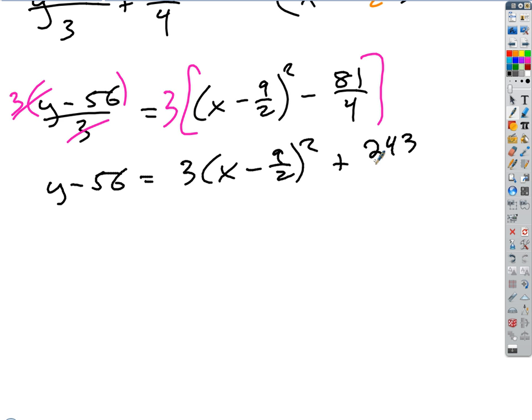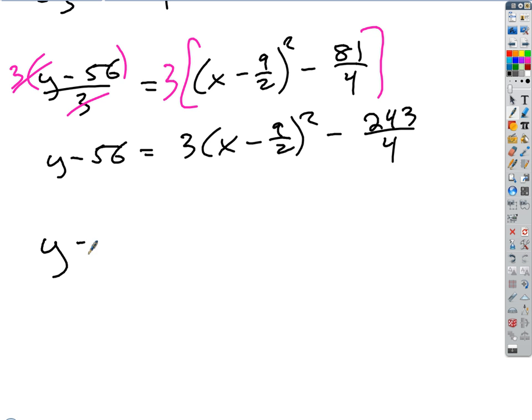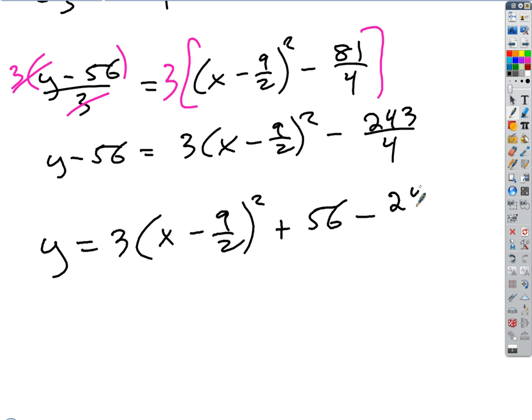Should it be minus? Minus, sorry, you're right. Minus 2/43. Last step, add 56. That's it. So then we get y equals 3 times the quantity x minus 9/2 squared plus 56 minus 2/43. And all you've got to do there is just add up those fractions, right? Make sense? 56 minus 4, and then we'll have a common denominator. Just multiply by 4/4.